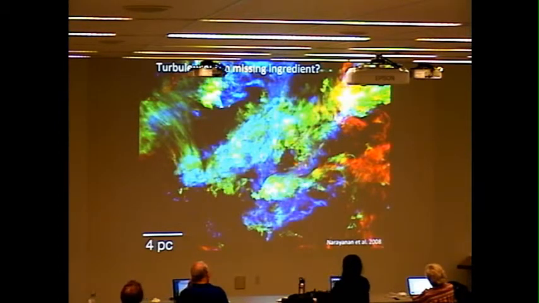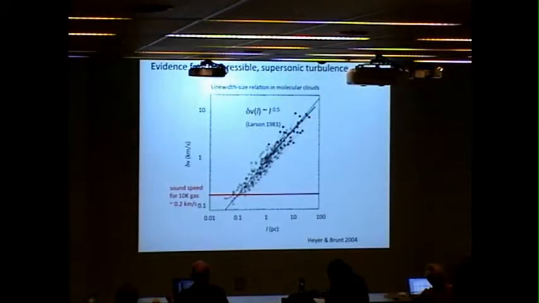The blue ones are coming towards you, green ones are about abreast, and red ones are going away from you. And what you see, that's the scale here, is a big mass. You see turbulence. There's no doubt about it. And so the evidence that the interstellar medium and molecular clouds are supersonically turbulent has been known for a while.